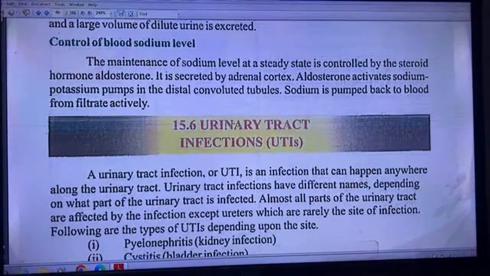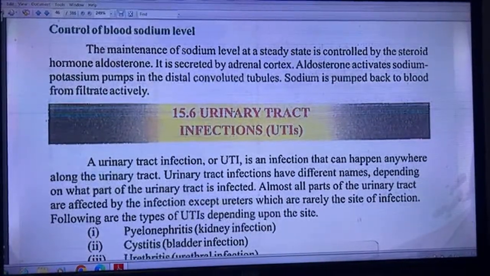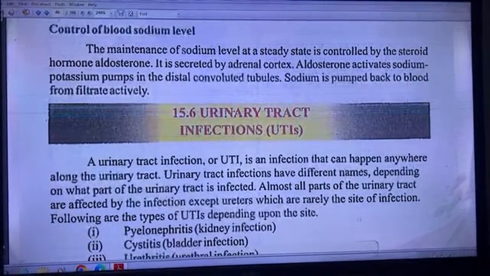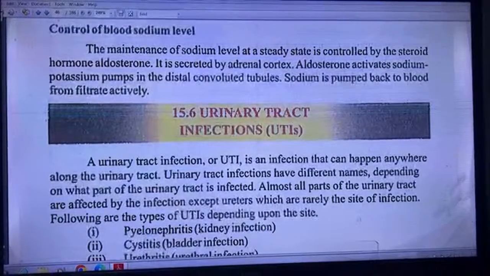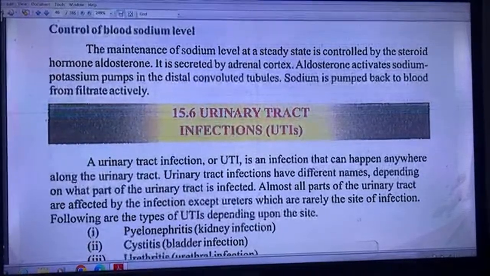Control of blood sodium level. The maintenance of sodium level at a steady state is controlled by the steroid hormone aldosterone. It is secreted by the adrenal cortex. Aldosterone activates sodium potassium pumps in the distal convoluted tubules. Sodium is pumped back to the blood from the filtrate actively.